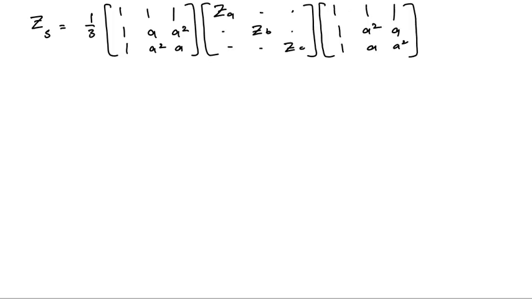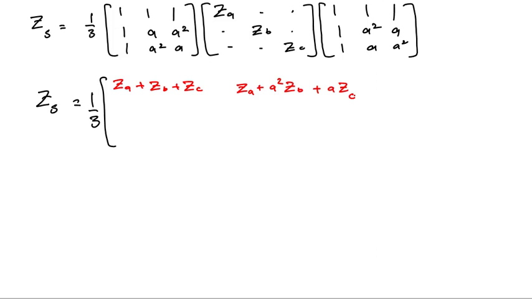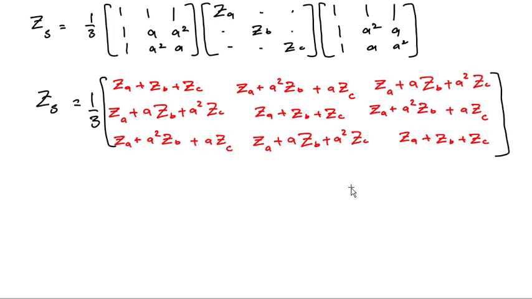If we multiply these three matrices, the final value of ZS will be 1 by 3 times ZA plus ZB plus ZC, ZA plus A square ZB plus A times ZC, ZA plus A times ZB plus A square times ZC, and the rest of the two rows will be in the same manner. Here is this final form of Z sequence matrix. Now we can see in this matrix all the values are non-zero.